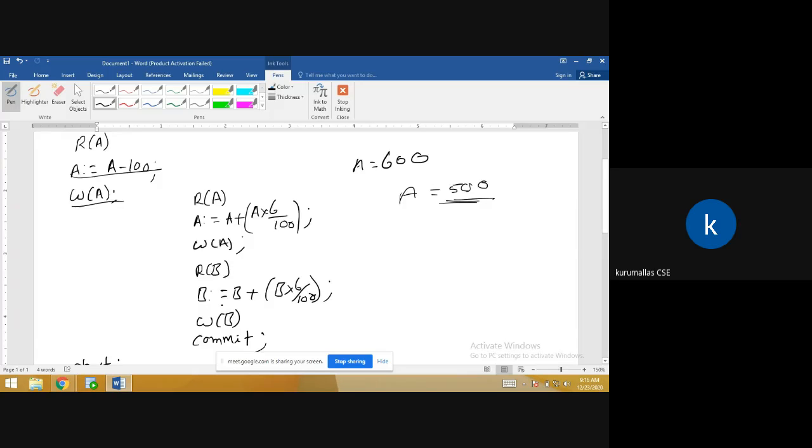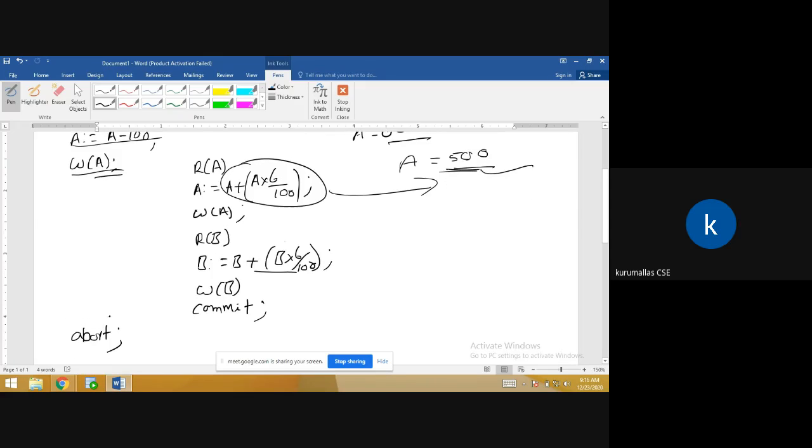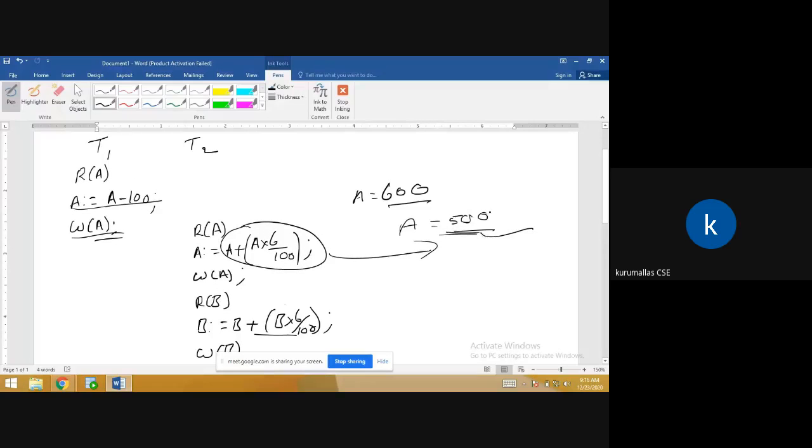Here, read that value, 6 percent. Okay, this is fine. If you see here, A equals A minus 100, this is 600. After that, 500. So this operation belongs to this one. But after committing this transaction, T1 is aborted. T1 is aborted means the value is not 500.